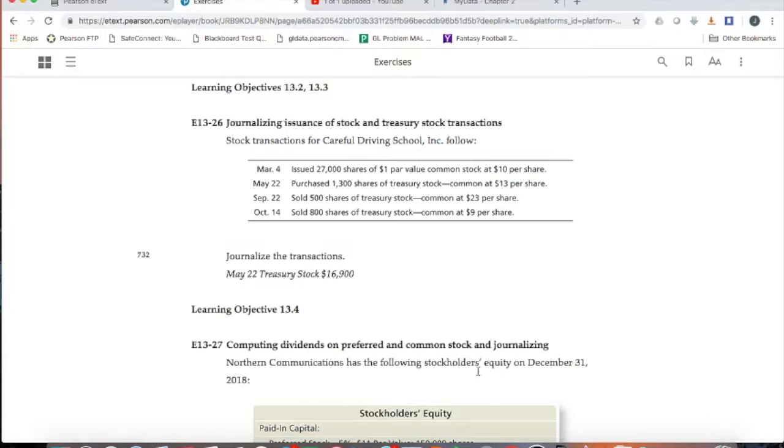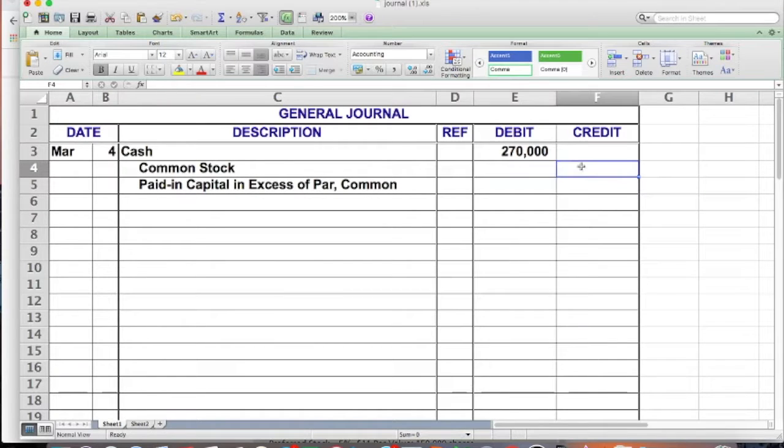Those 27,000 shares had a $1 par value. So my credit to common stock rule, remember, number of shares times par, tells me I'll credit common stock for 27,000 here. That means paid in capital in excess of par. It's just the difference. So 270,000, subtract out that $27,000 that we credited common stock for. We have paid in capital in excess of par reported at $243,000.